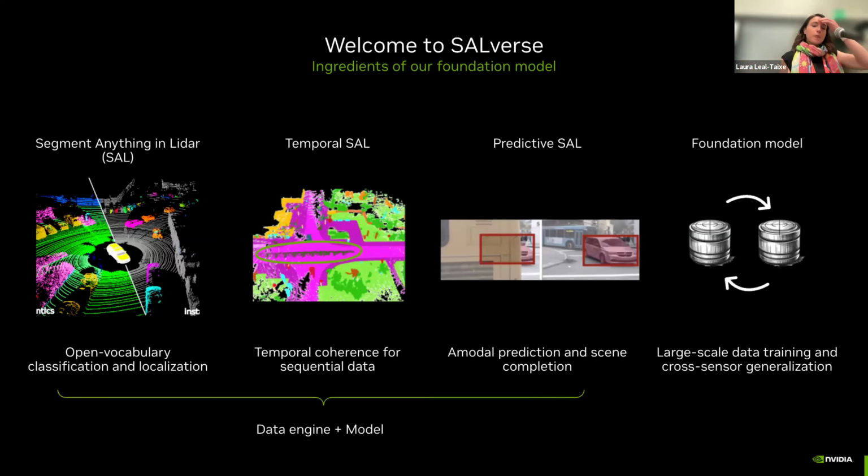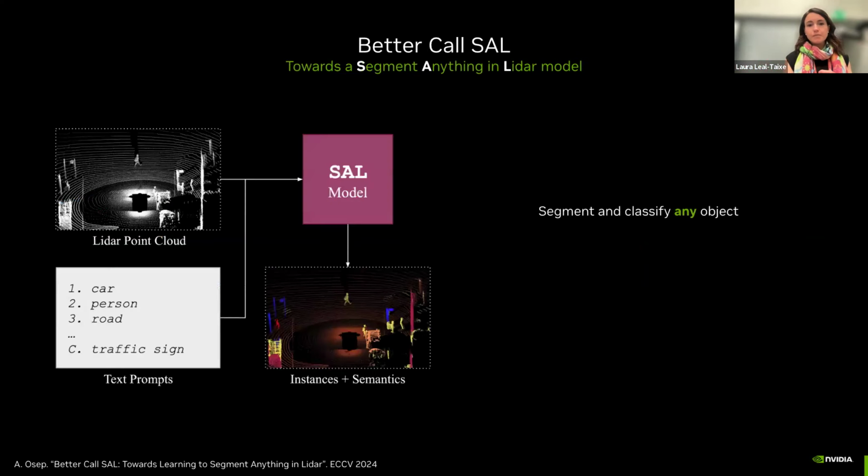So let's go step by step. The first three parts have two key ingredients each. One is the data engine, and the second one is the model. So how do we obtain the data to train each specific model? I'm going to talk about this for each of these parts.